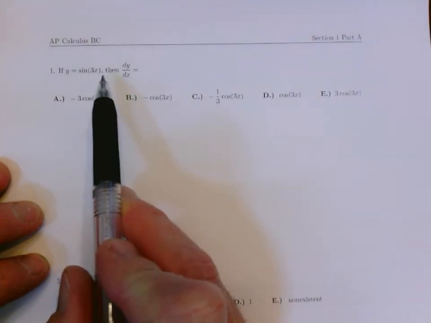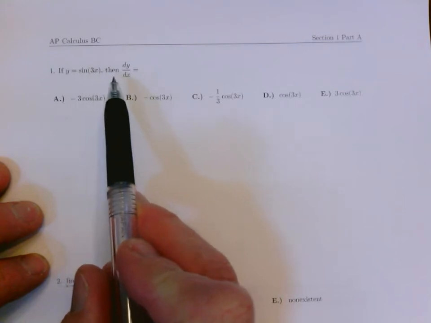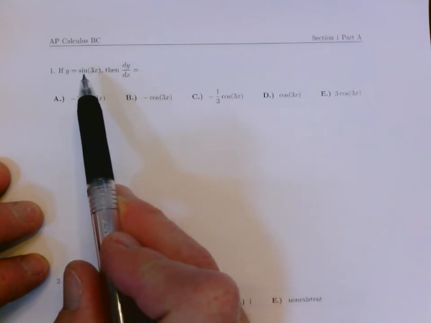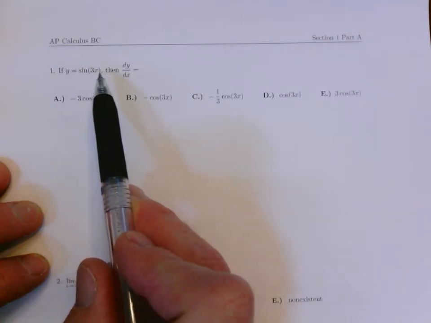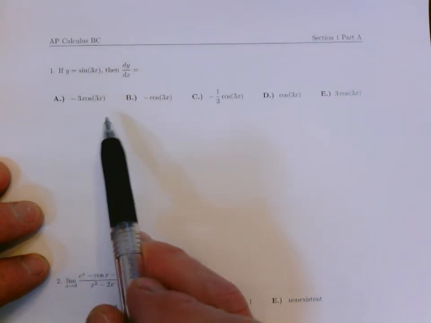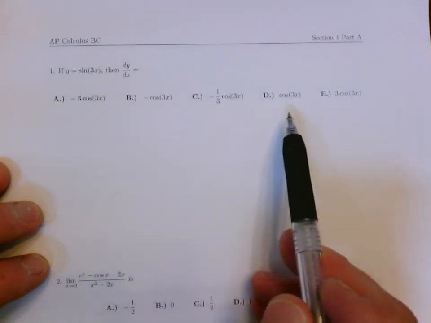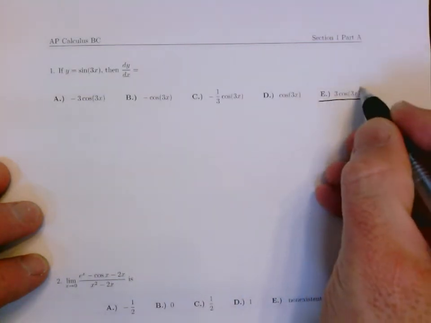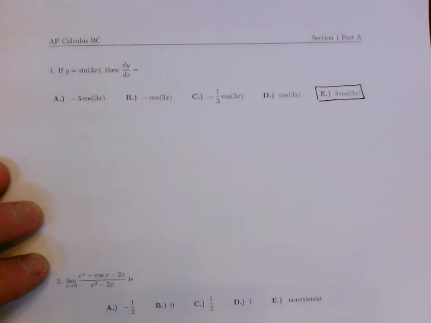So this first question says we have sine of 3x, then dy/dx is equal to what? So we know the derivative of sine is cosine, but we also know by the chain rule you have to multiply it by the derivative of the inside. So it's times 3. So the answer is going to be 3 times cosine of 3x, so the answer is E over here. Okay, number 2.